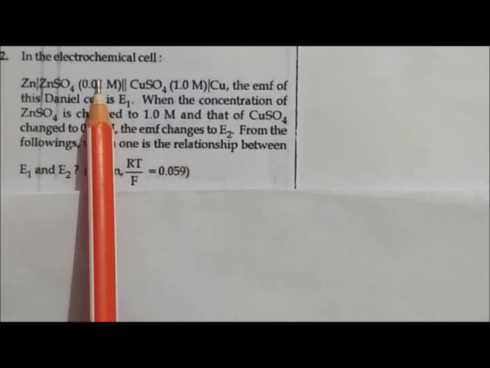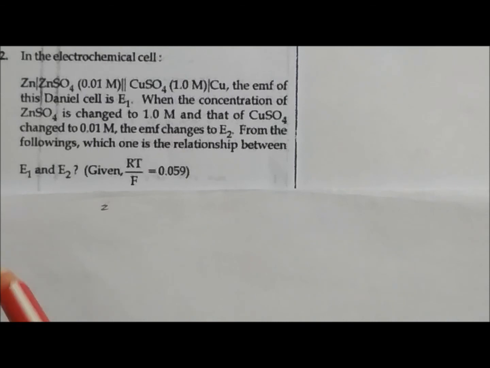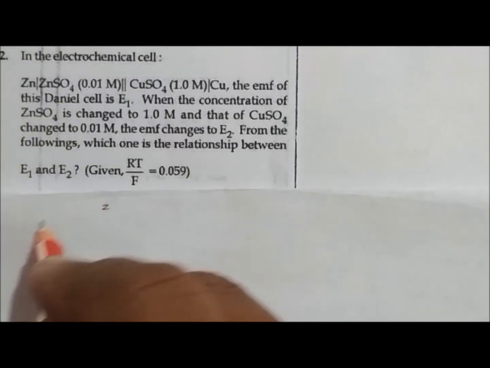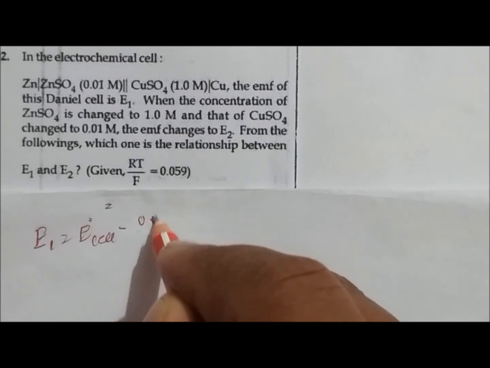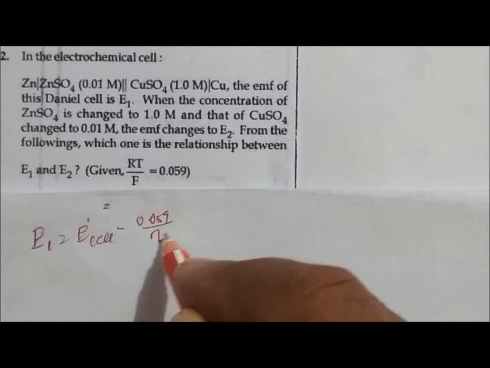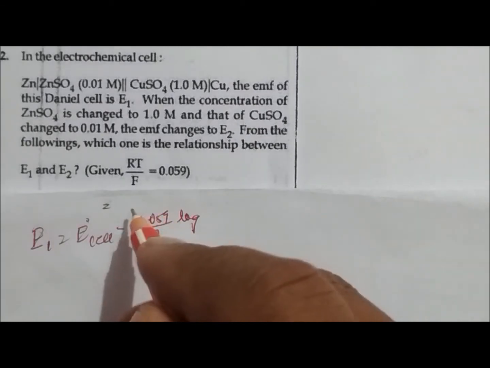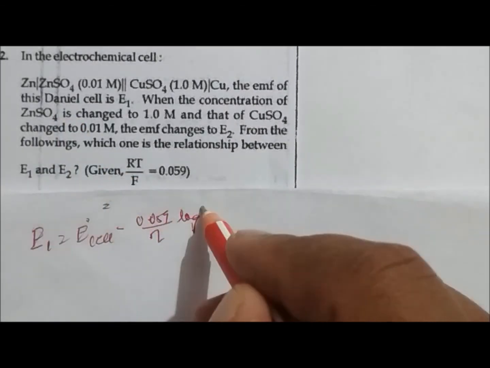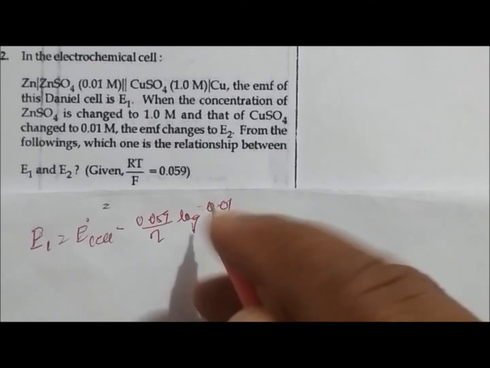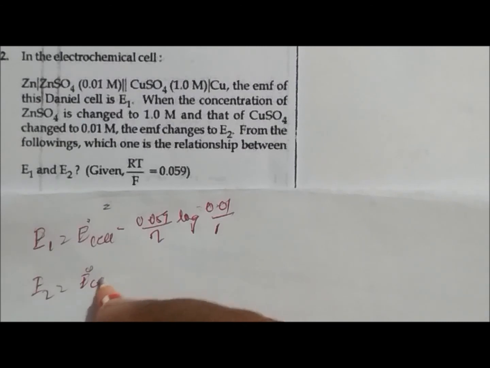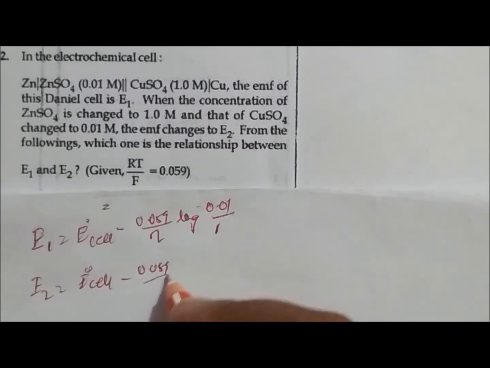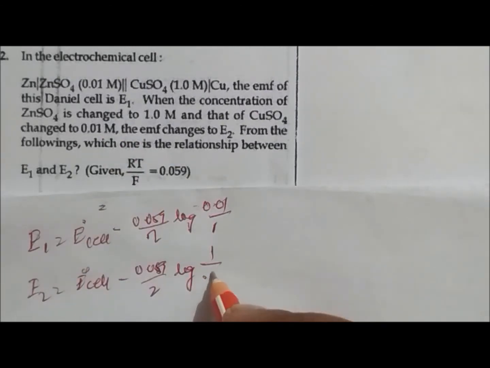Previously it was E1, next is E2. So what is the following relationship? First you find out E1. By using the Nernst equation, E naught of the cell is constant, and this is nothing but 0.059 divided by n, multiplied by log. So E1 will be log of the initial concentration of the anode, for zinc 0.01, divided by 1. This is the E1 concentration. Now, what will E2 be? E naught of the cell will be the same, and 0.059 divided by 2 will be the same, and log, where the second is changing to 1 divided by 0.01.